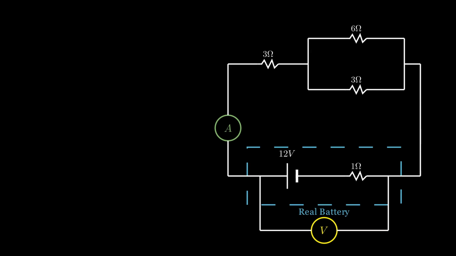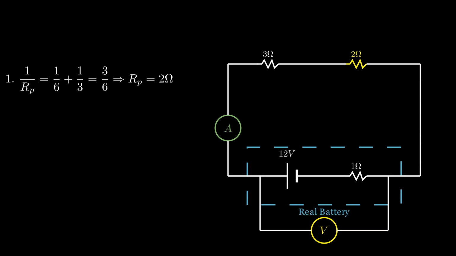Just like before, we simplify the circuit from the inside out. The parallel pair of 6 ohm and 3 ohms simplifies to 2 ohms. We add this to a 3 ohm series resistor. So the total external resistance of the circuit is 5 ohms. But we must remember to consider the battery's internal resistance as well, which, for our calculations, functions just like a regular resistor. Adding that 1 ohm gives us a total circuit resistance of 6 ohms.